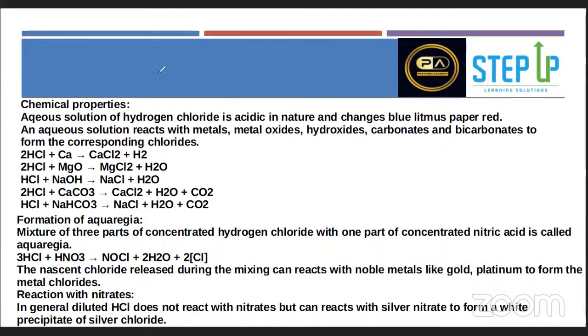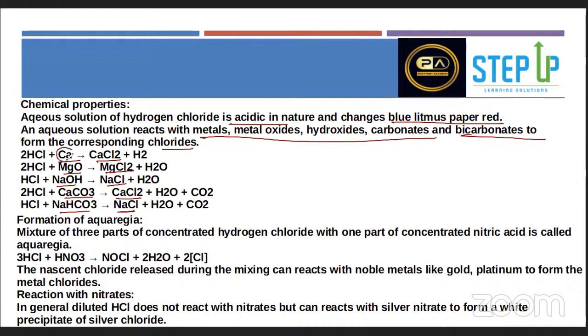When we come to the chemical properties, an aqueous solution of hydrogen chloride is acidic in nature and changes blue litmus to red. An aqueous solution reacts with metal oxides, hydroxides, carbonates or bicarbonates to form the corresponding chlorides. So HCl with calcium forms CaCl2, HCl with MgO forms MgCl2, HCl with NaOH forms NaCl, HCl with CaCO3 forms CaCl2, and NaHCO3 forms NaCl. Okay. It's the corresponding chlorides only that are forming everywhere. You can see it.